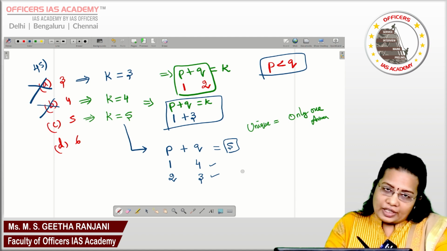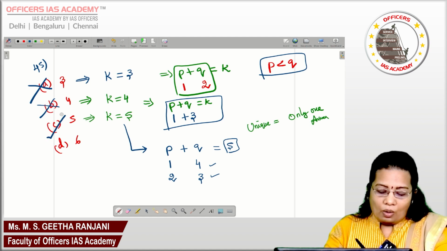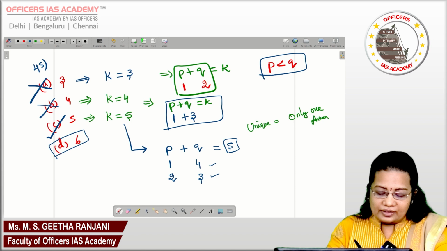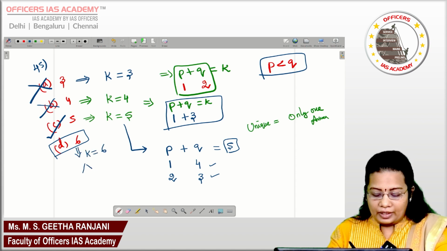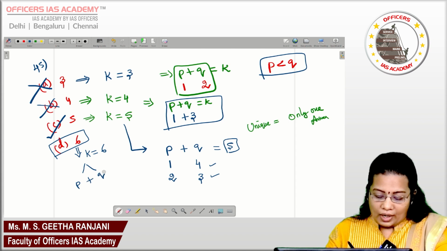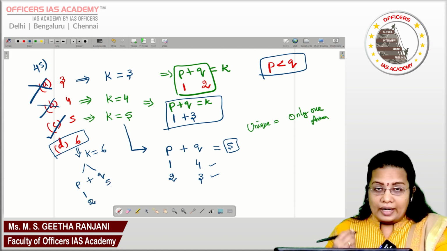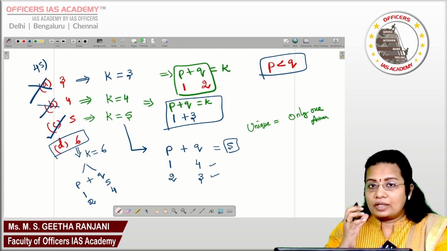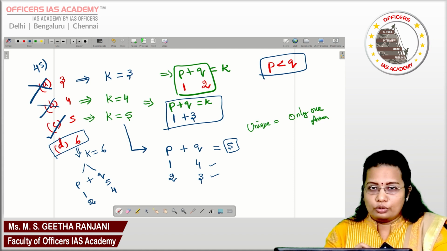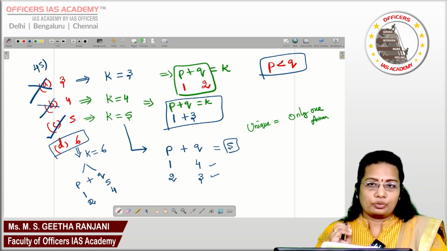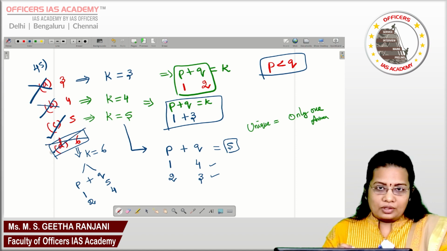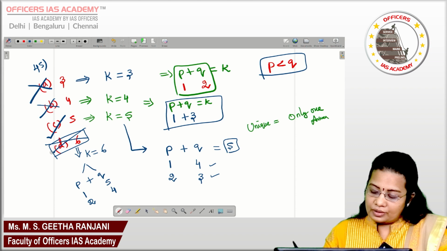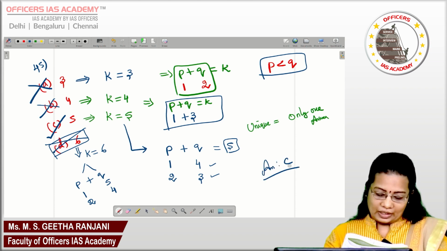Okay, now shall I select C? Okay, what about D then? D is 6. According to option D, K is 6. What are the possible values for P and Q? 1 and 5, 2 and 4, like that. Here also I don't have a unique value. So what to do? According to the option, you want to choose the smallest number, right? So option D you should not select. Answer is option C for question 45.